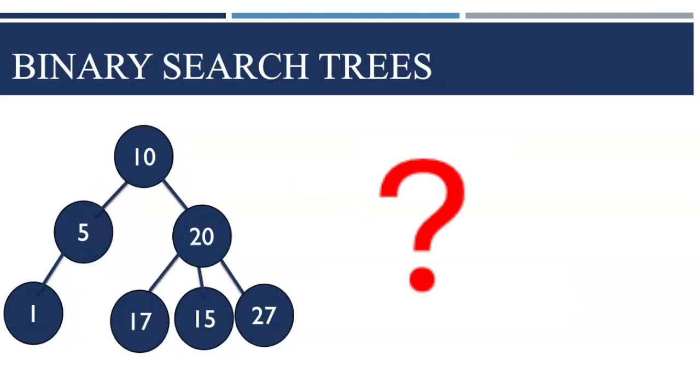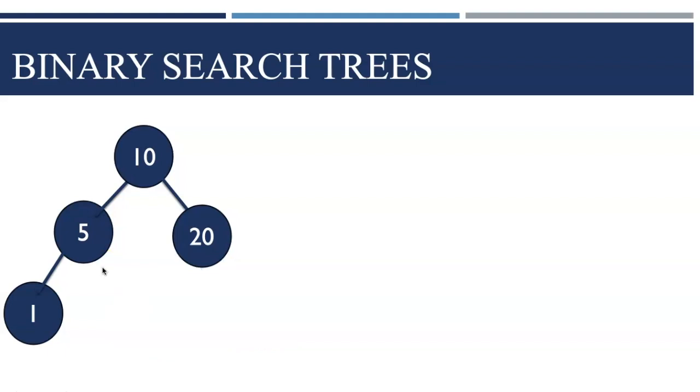What about this one? Do you think this is a binary search tree? And the answer is no. This is not a binary search tree. It's not even a binary tree because we've got 3 children of 20, and in binary trees you can only have at most 2 children.